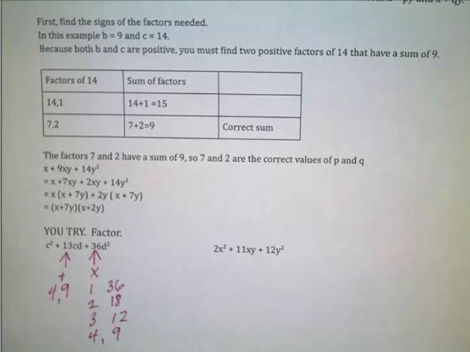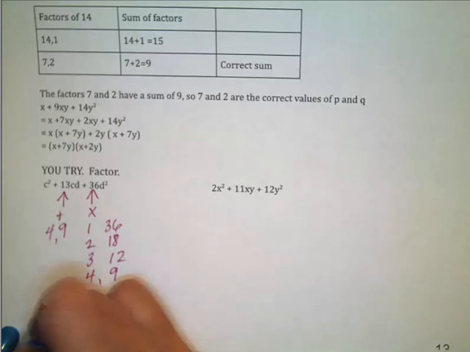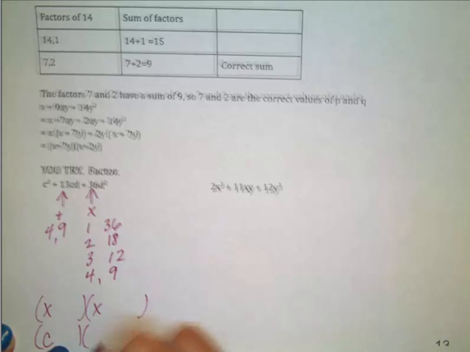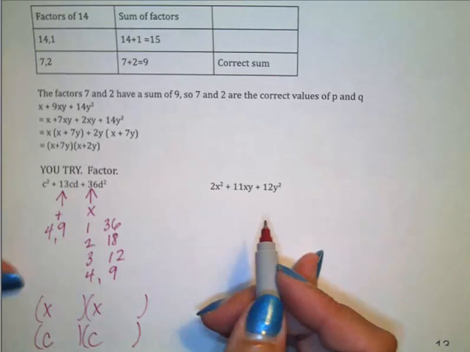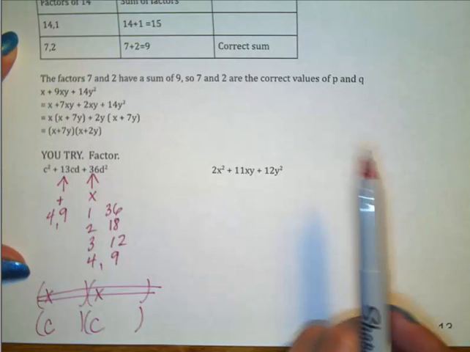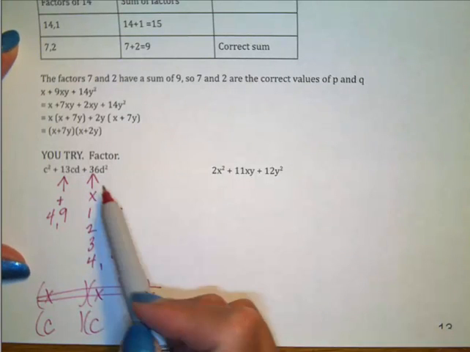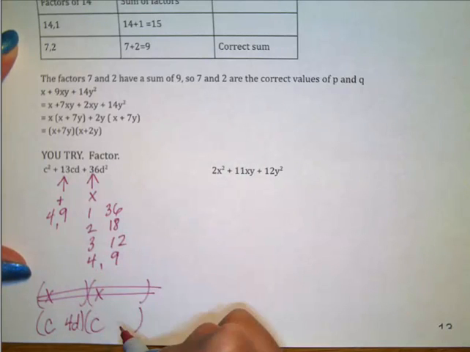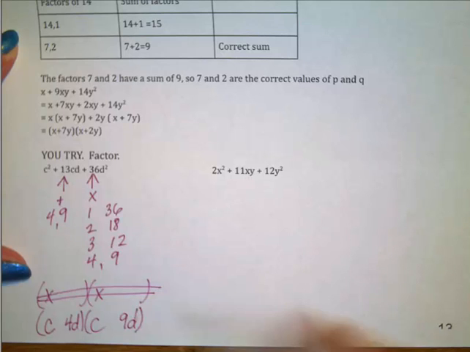So now we make our two sets of parentheses. We're going to have x and x, or in this case, I guess I should write it correctly, c and c. And then we need p and q, y, or in this case, d. So we need 4d and 9d. And then we said they're both positive to give us the 13 and to give us the 36. So there we go, we're done.